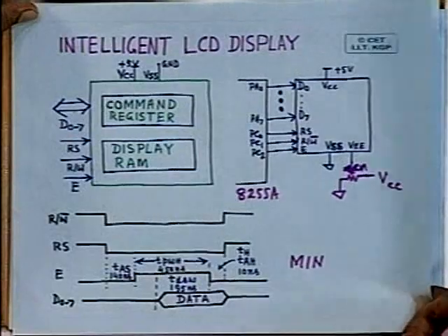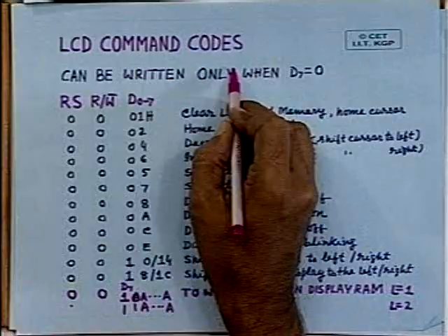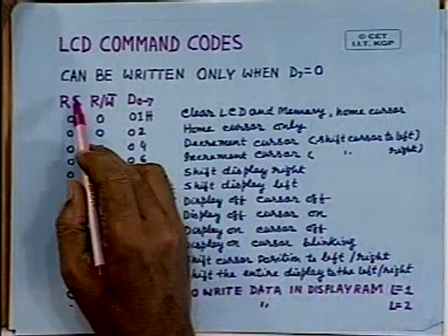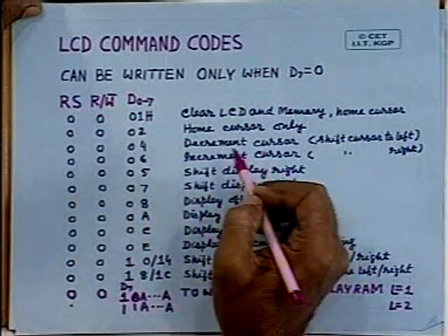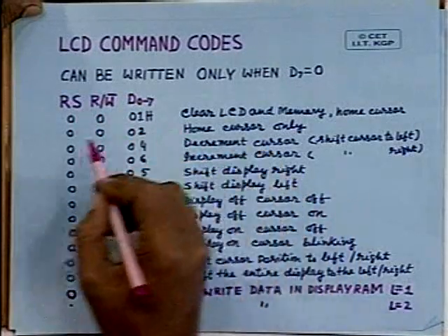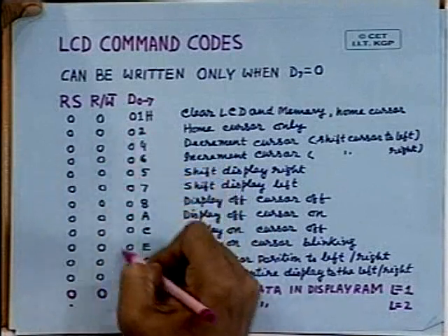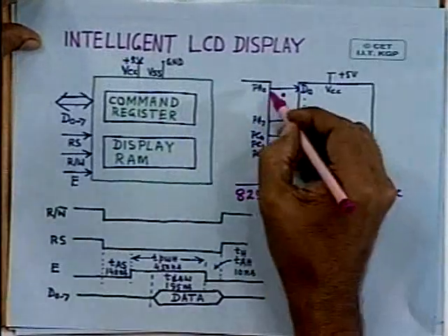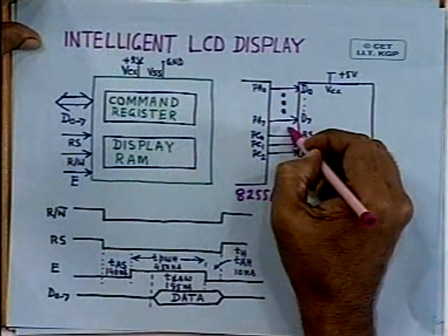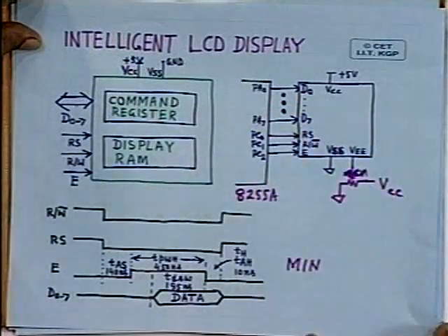And what are the various control registers that are present? Let me explain that with the help of these registers. So these are the command codes. You can select various operations by writing different codes into the register, and the data that you want to write can be passed on with the help of these port lines.